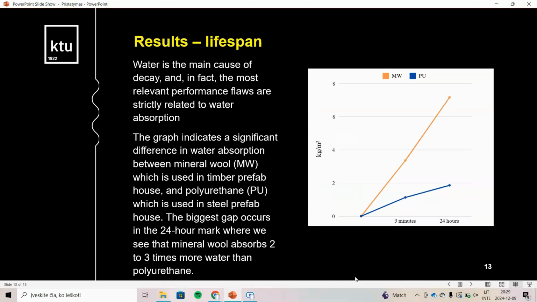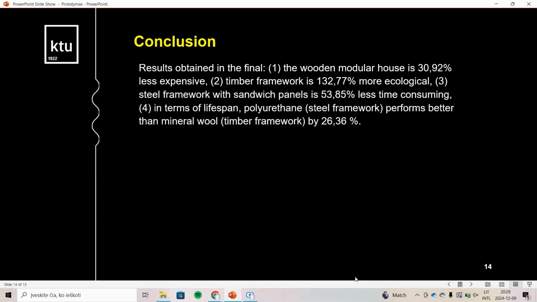Lifespan. Water is the main cause of decay, and in fact, the most relevant performance flaws are strictly related to water absorption. This graph indicates a significant difference in water absorption between mineral wool, which is used in the timber prefab house, and polyurethane, which is used in the steel prefab house. The biggest gap occurs at the 24-hour mark, where we see that mineral wool absorbs 2 to 3 times more water than polyurethane. Conclusion. Results obtained in the final.